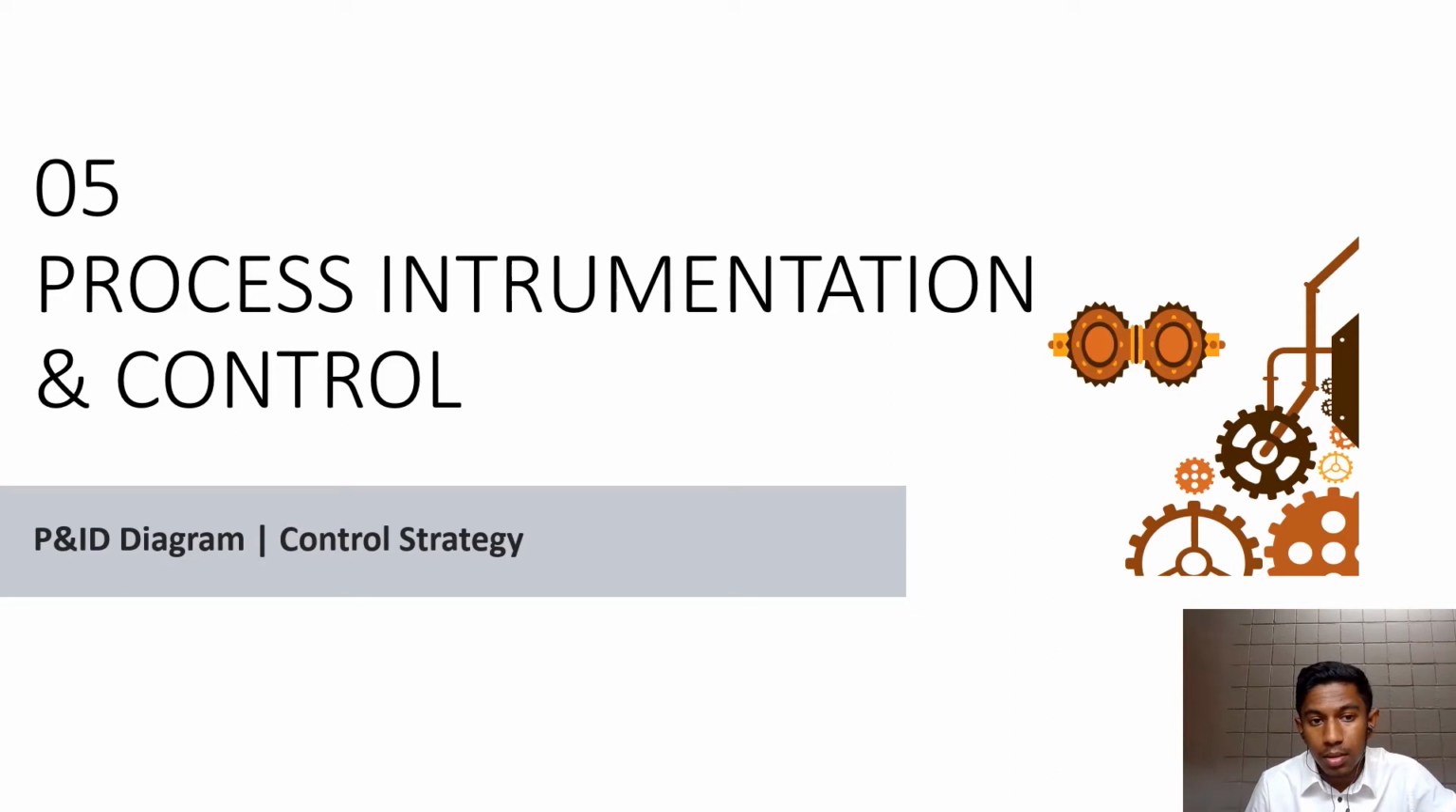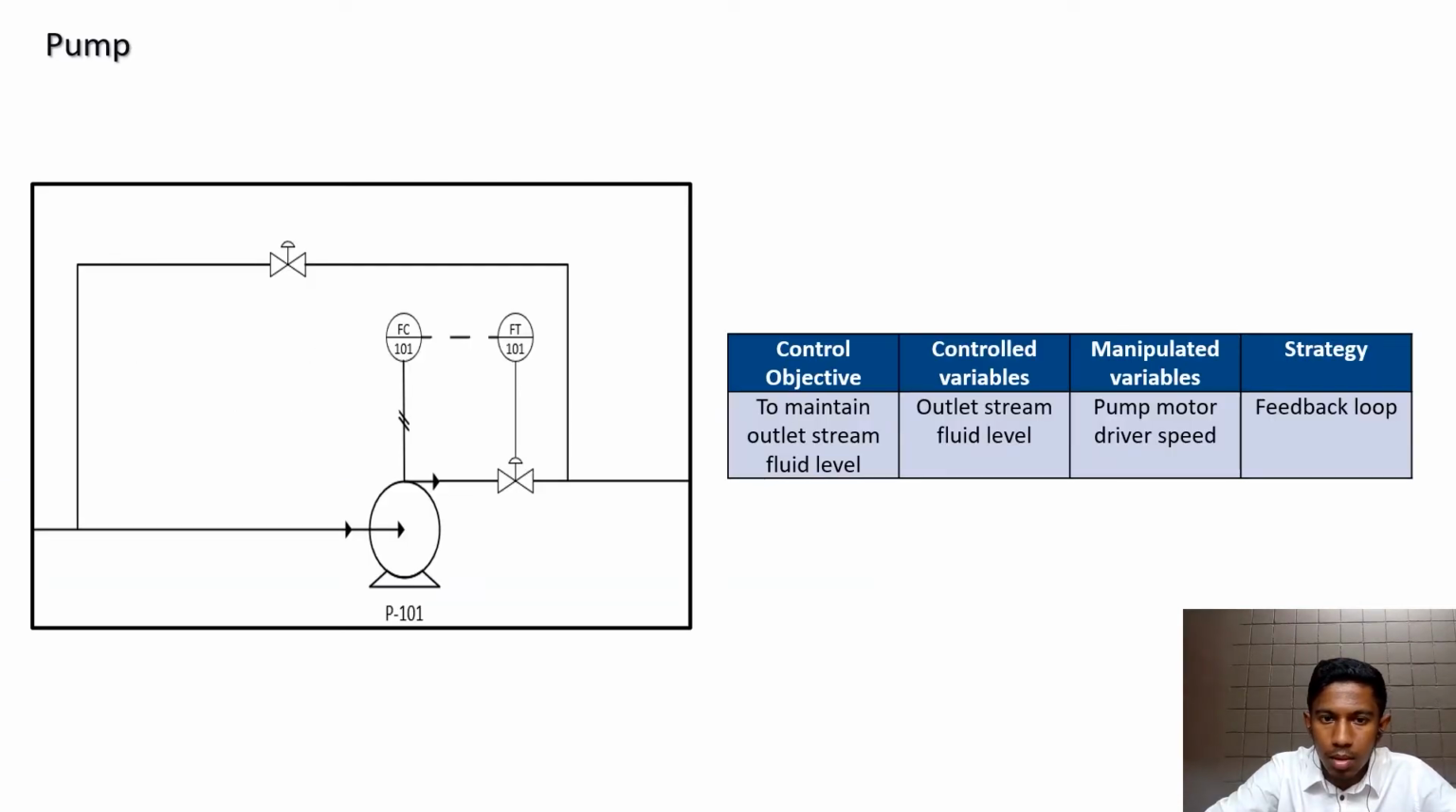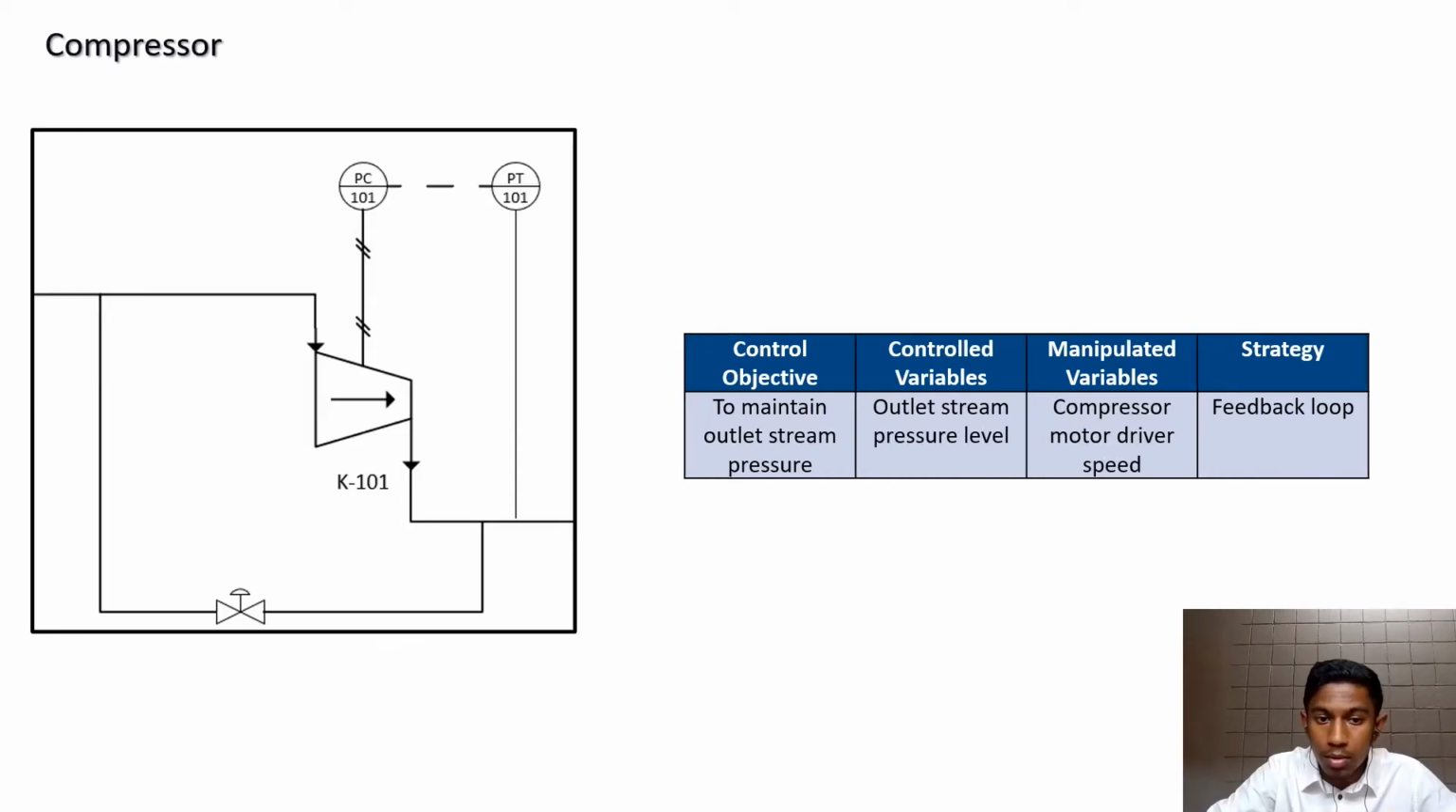Hello everybody. For this part, this is chapter 5. I'll be explaining the process instrumentation and control with the help of the P&ID diagram. The control strategy that we use for pumps in our industry is the flow controller, where we control the flow using a flow transmitter. For the compressors, however, in our project, the control strategy that we used was pressure control with the help of the pressure transmitter. The strategy that we used was a feedback loop.